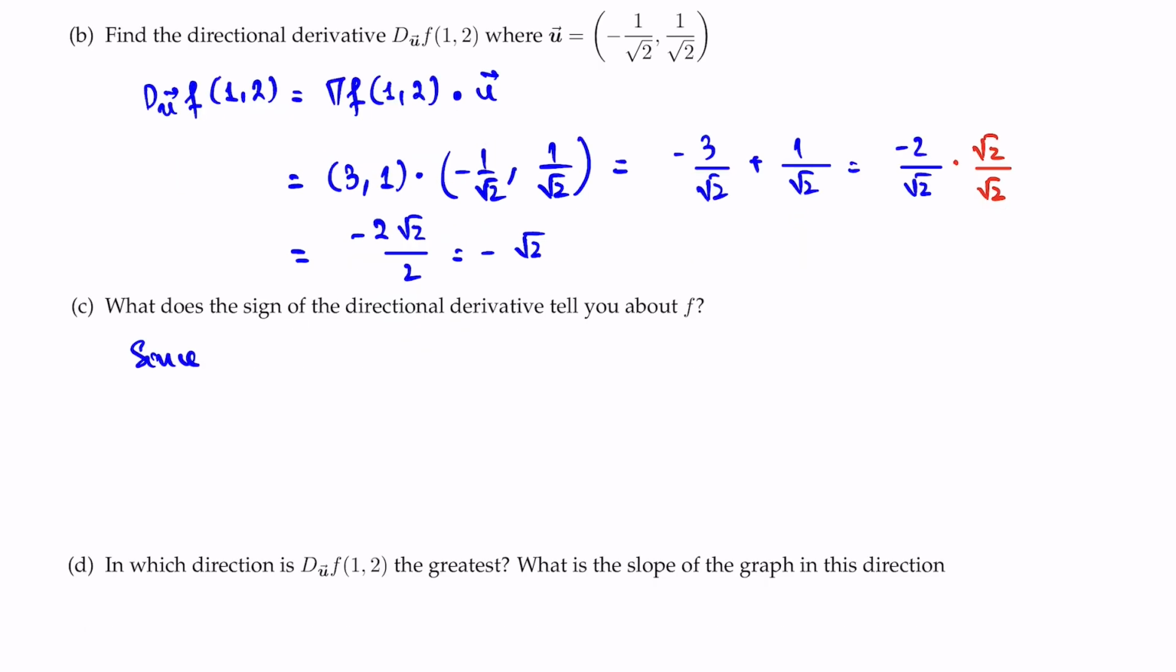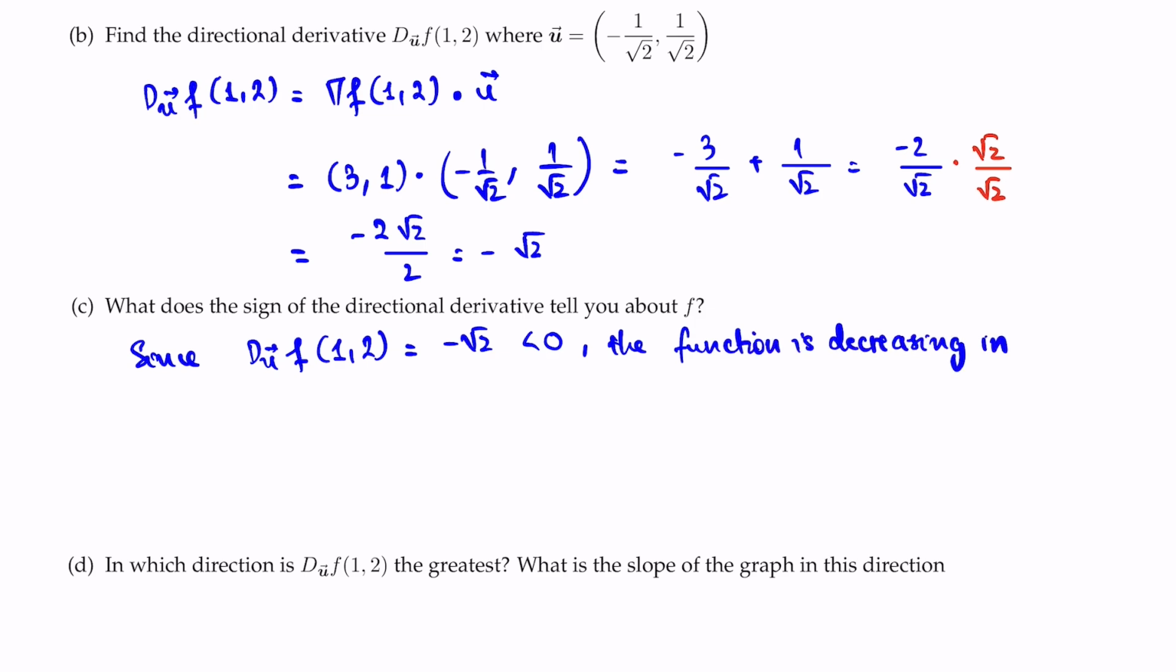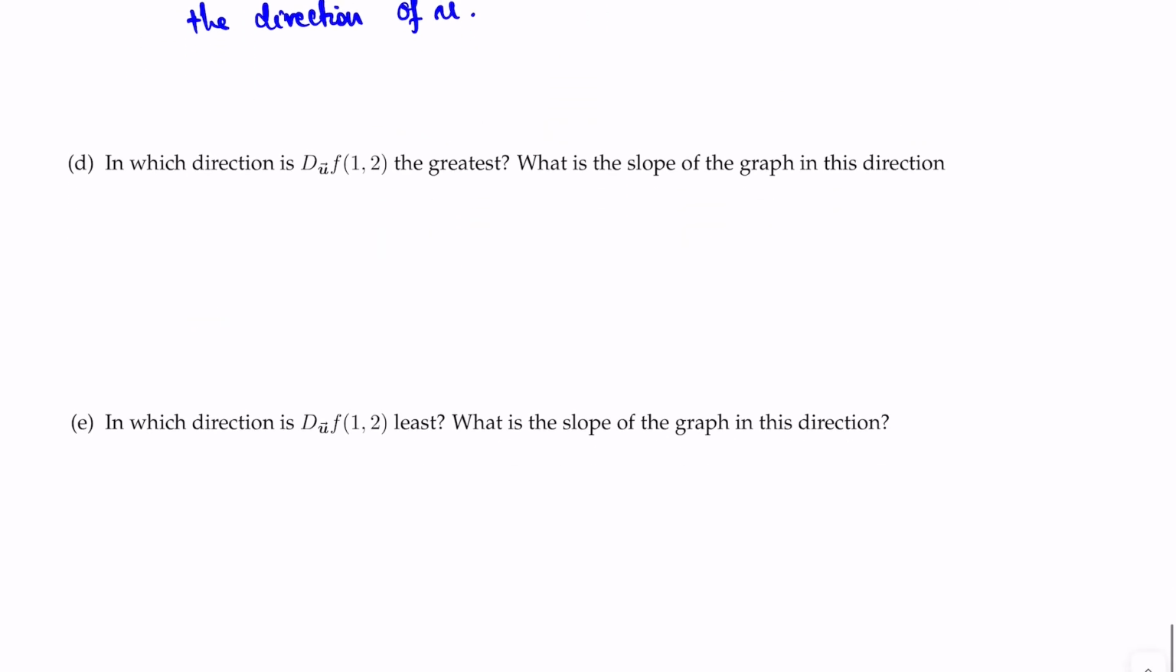So since the directional derivative of the function at the point (1, 2) is equal to negative root 2, which is less than 0, the function is decreasing in the direction of u.